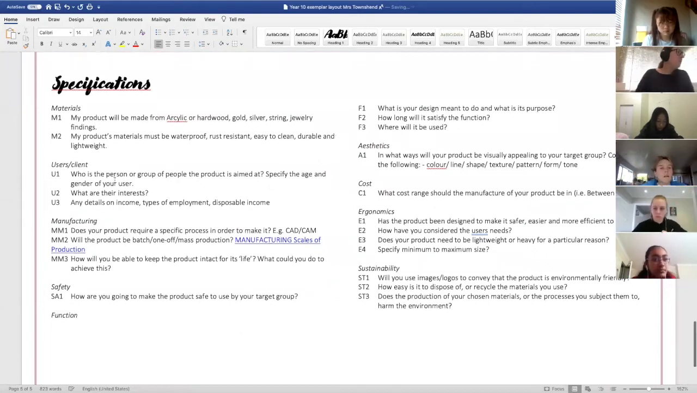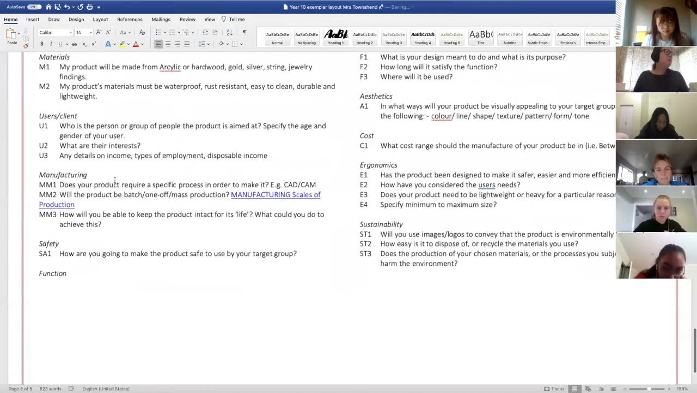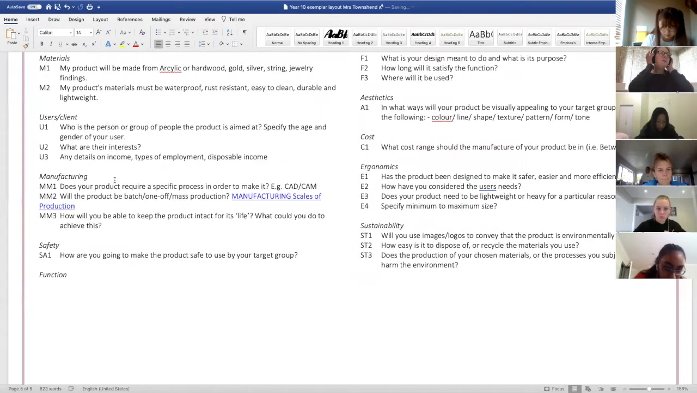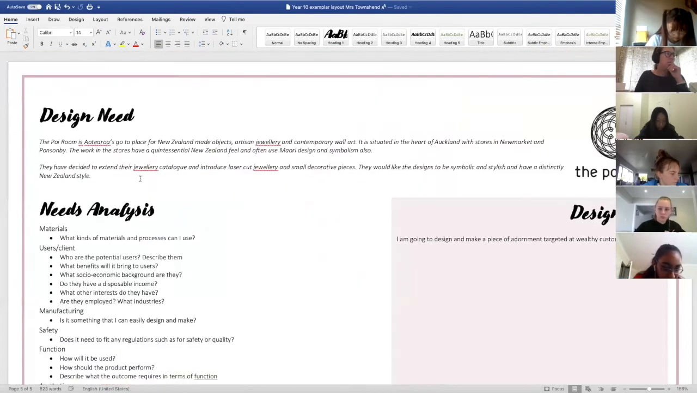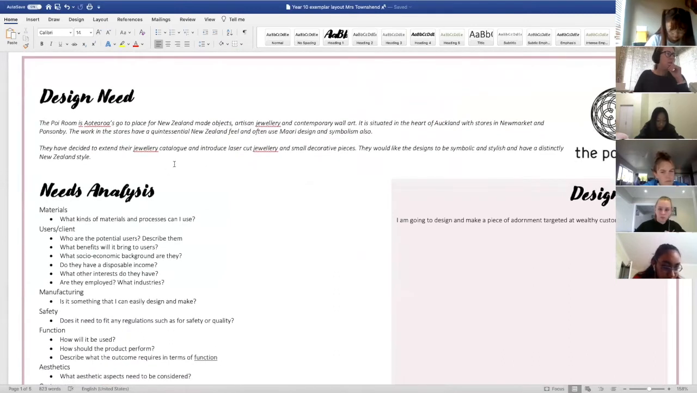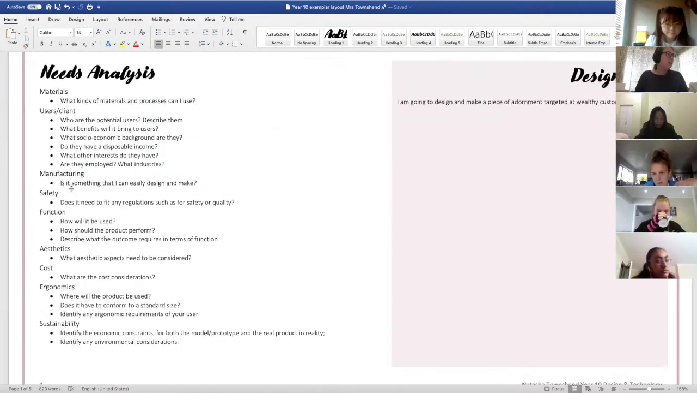Acrylic. Okay. User client. So who is the person or group of people that the product is aimed at, and you need to specify the age and gender of your user. So you should have that. I haven't even completed my design brief, so you should know that already. So they shop at the Poi Room. We know that from our needs analysis. In the heart of Auckland, stores in Newmarket and Ponsonby. You would have thought about that in your needs analysis.